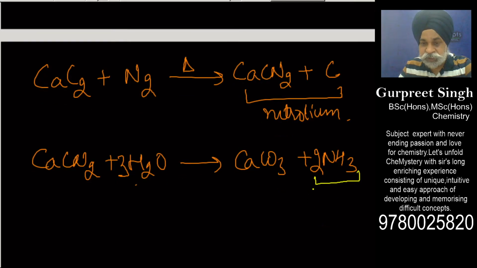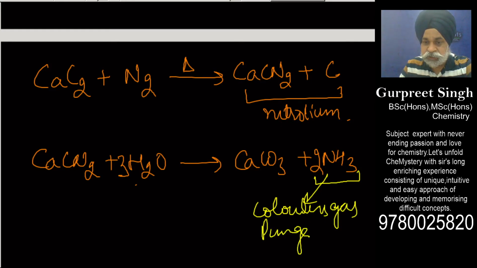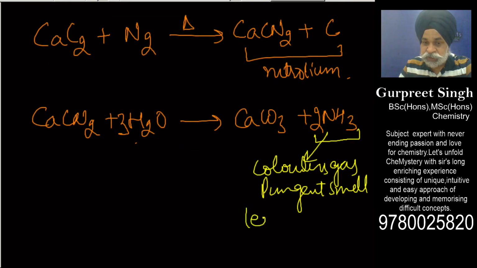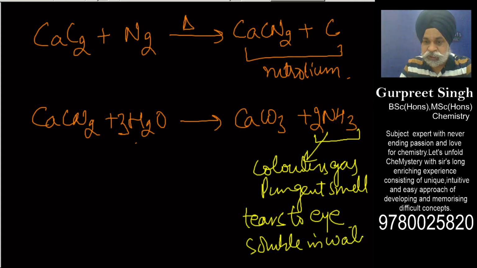Ammonia is, again, a colorless gas, but it has a pungent smell. It has a pungent smell and will bring tears to the eye because it is irritating. It is also quite soluble in water because it's polar, unlike nitrogen gas, which has a very low solubility.